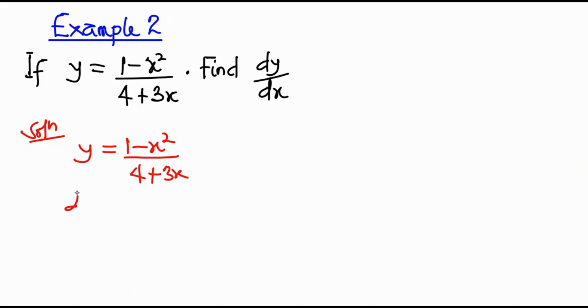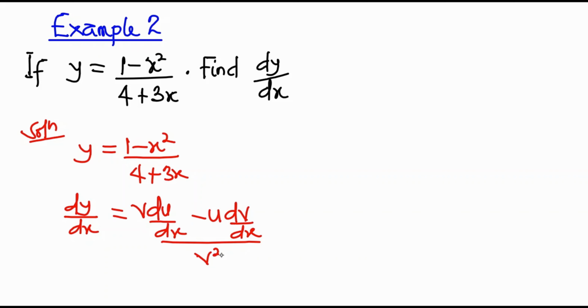So the quotient rule says that dy on dx is equal to v du on dx minus u dv on dx, all divided by v squared. So you identify our u and v from the function, and the function at the numerator is for u, so it means u is equal to 1 minus x squared, and then that of the denominator will be for v, 4 plus 3x.